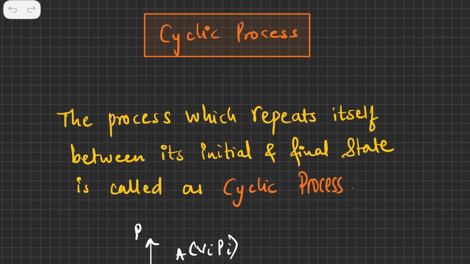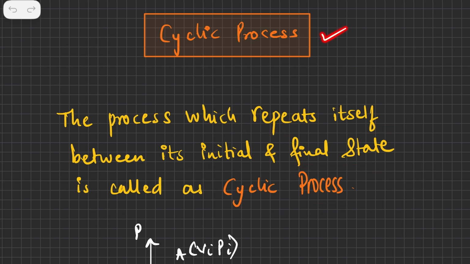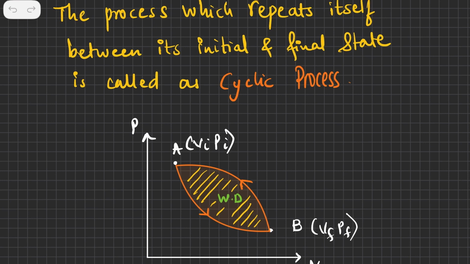The first is the cyclic process. The process which repeats itself between its initial and final state is called a cyclic process. The cyclic process can be of any type. It could be isothermal, adiabatic, isobaric, isochoric as well. But if the process gets completed and then happens again, such a process is called a cyclic process. A cyclic process is just toggling between its initial and final state.